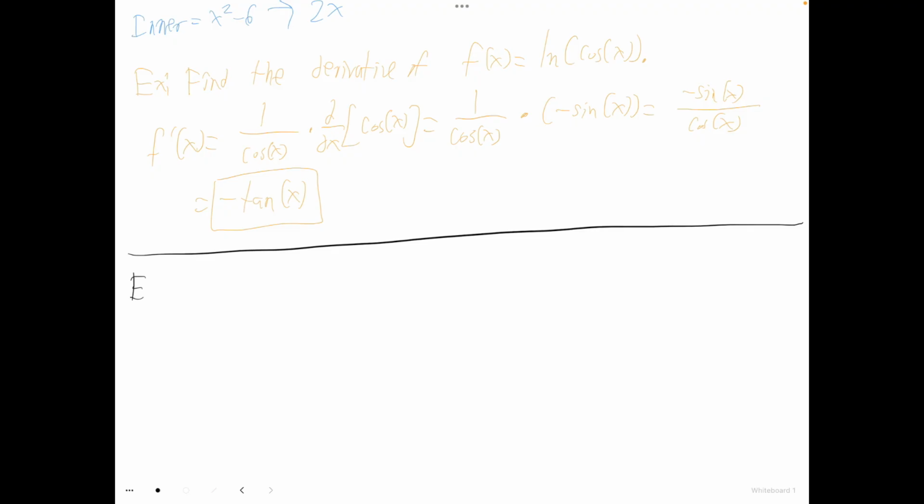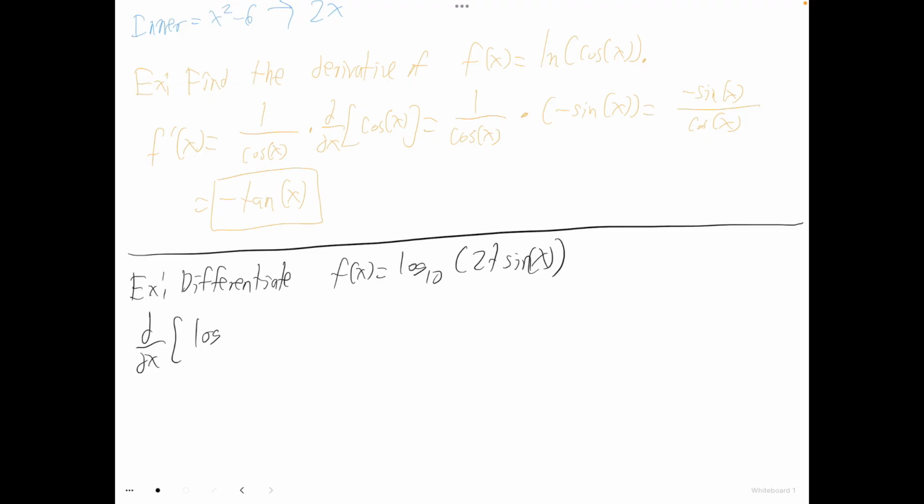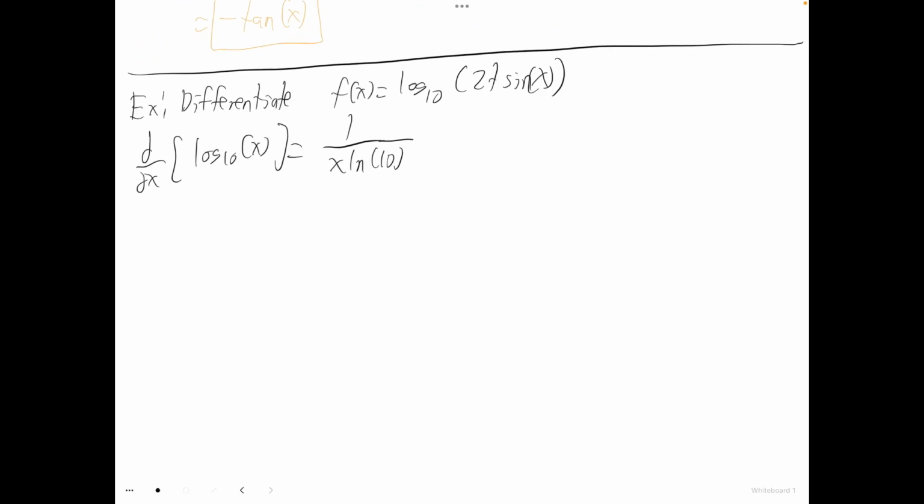And so next, we want to differentiate f of x equals log base 10 of 2 plus sine of x. Now we're just going to do this one to make it clear how we do things that don't involve natural log. So our base here is 10. And so that means the derivative with respect to x of log base 10 of x is 1 over x ln of 10. So that's just going to be our derivative of log base 10 of x.